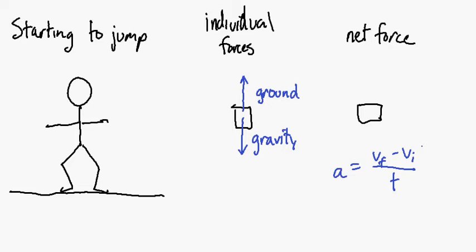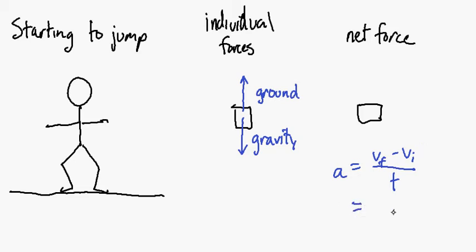Now, when this person is starting to jump, we can think of them as being in that crouch position, getting ready to spring upward, but they haven't actually started yet. And so at that point, they're not going to be moving, they're just going to be ready, which means that the velocity then would just be 0.